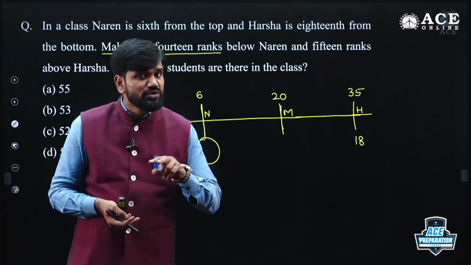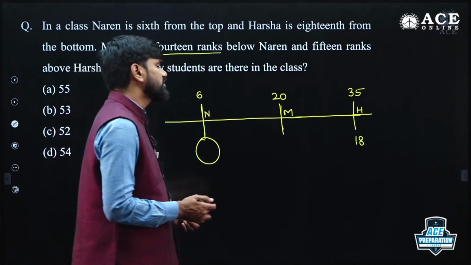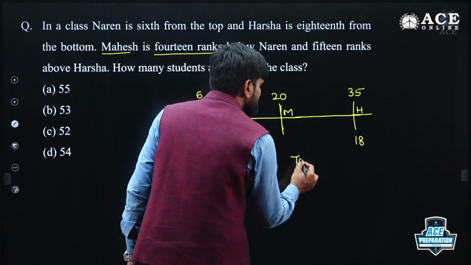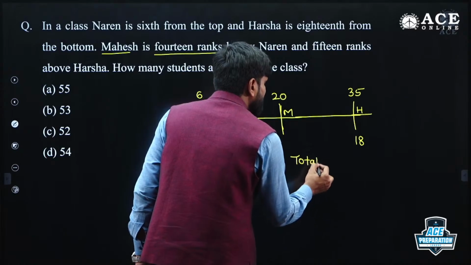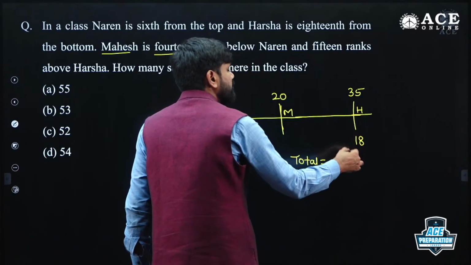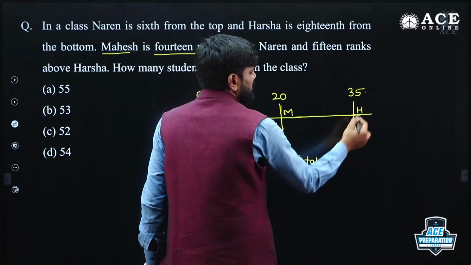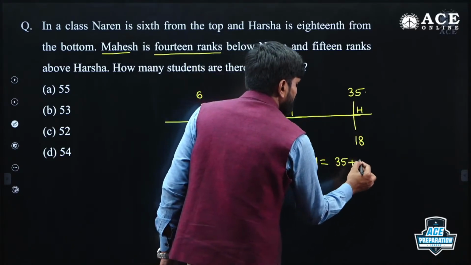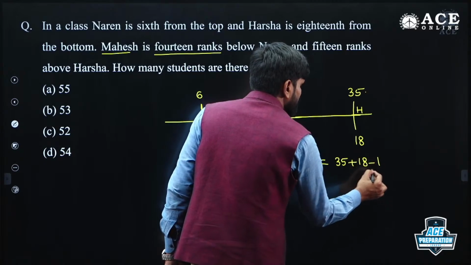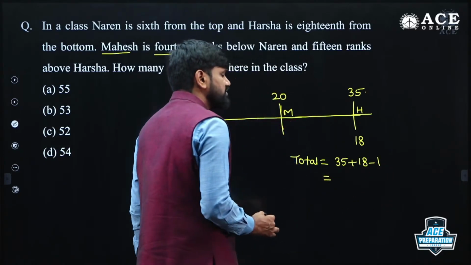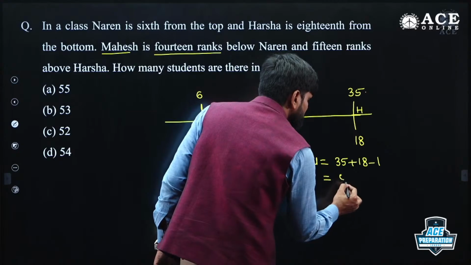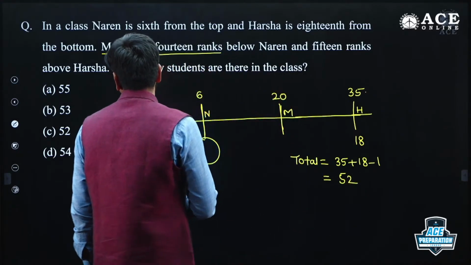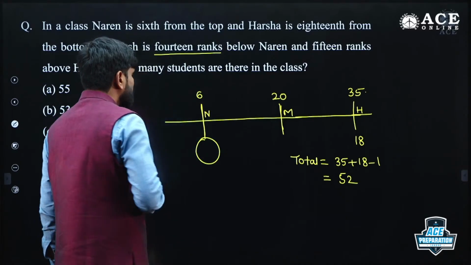Now I can find the total number of candidates. How can we find the total, dear? As I already told you, the total is always equal to the position of the candidate from top plus the position from bottom, minus 1. So top is 35, bottom it is 18, minus 1 is what I am looking for. So 35 plus 18 is 53, minus 1, that gives you how much, dear? 52. Hence the total number of candidates is 52.